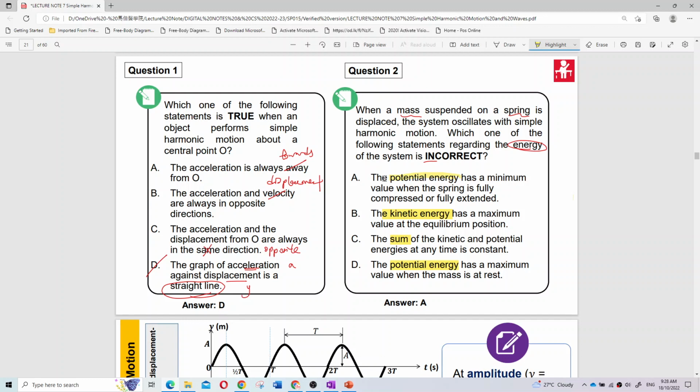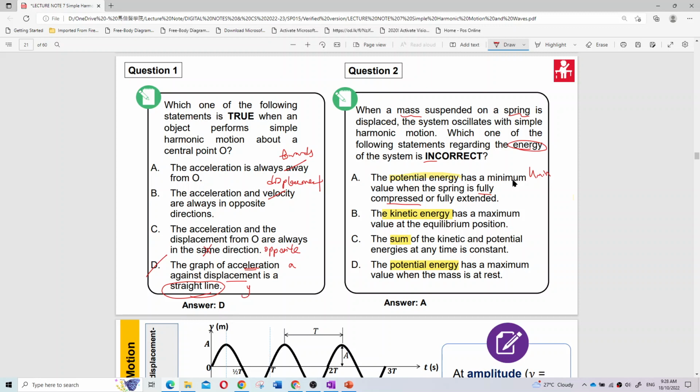Okay, so the first one is potential energy is minimum when fully extended. I like to look for keywords. That's why I like to highlight or underline something. It helps me to solve the problems. So these are the keywords.